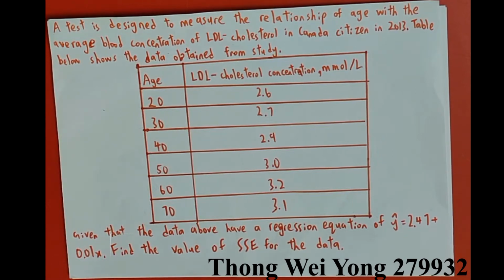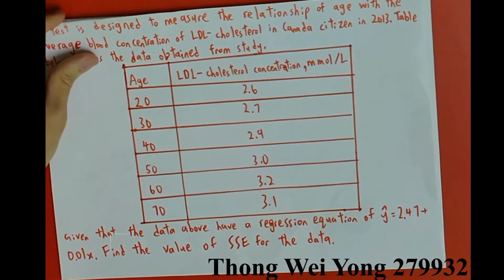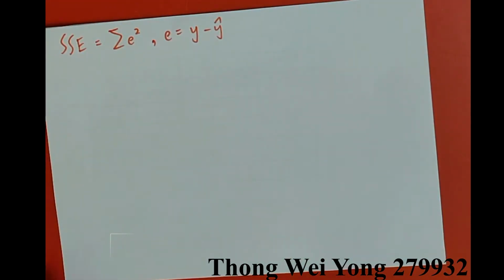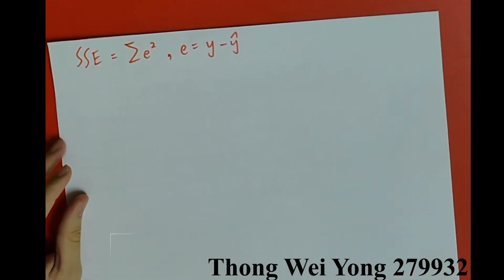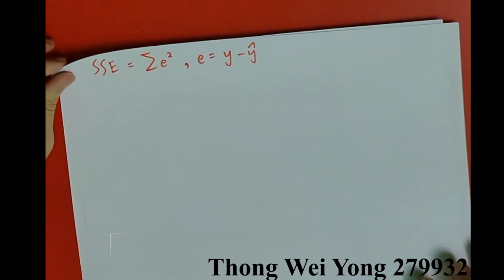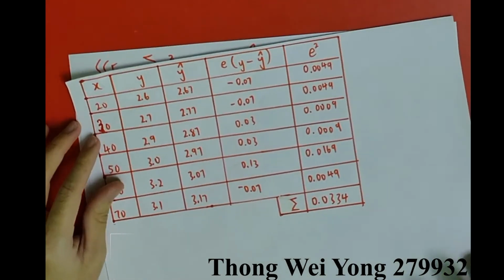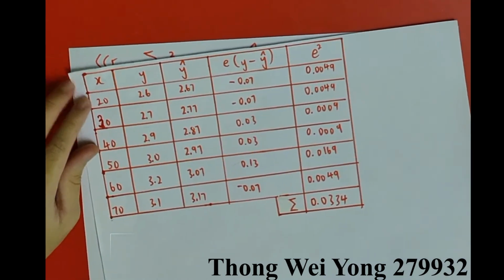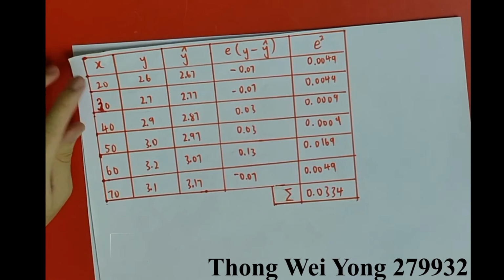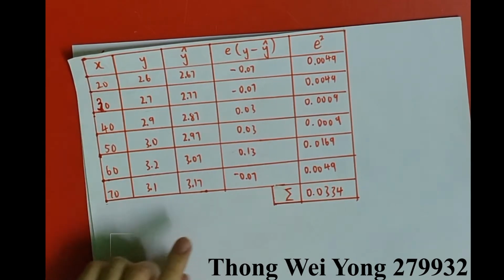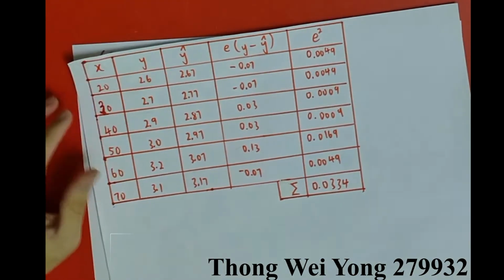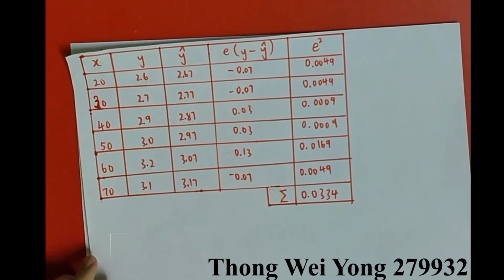Given that the data above have a regression equation of y hat equal to 2.47 plus 0.01x, find the value of SSE for the data. The formula for calculating SSE is SSE equal to the sum of e squared, where e is equal to y minus y hat. So in order to calculate SSE, we first need to create a table that looks like this, with age as the x variable and blood LDL cholesterol concentration as the y variable, while y hat is the value of y estimated from the regression equation.